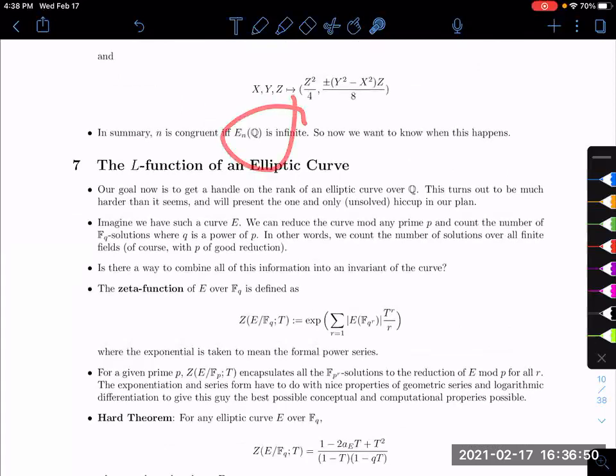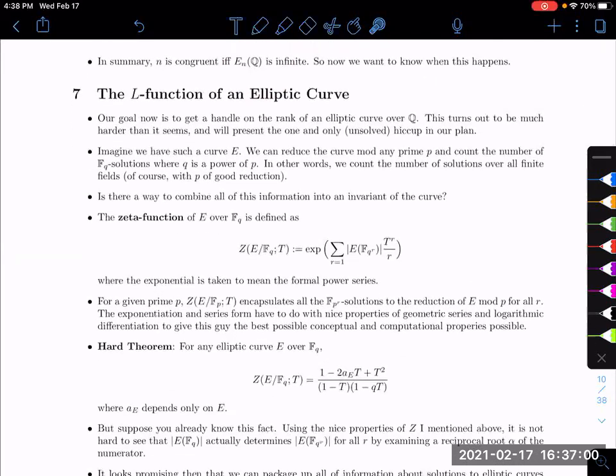Okay, so when is this rank? When do we get infinitely many Q points on our curve? Okay, for that, we're going to need to build the so-called L function of an elliptic curve. And that's going to take a little time to do properly, but it'll be worth it. So our goal now is to get a handle on the rank of an elliptic curve over Q. When is it positive and when is it 0? This turns out to be a little bit tricky, actually.